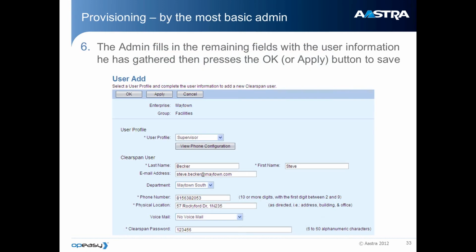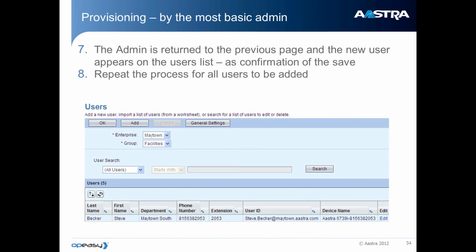In step 6, the admin fills in the remaining fields with the user information they have gathered and then will press or select the OK or Apply button to save the data records. Step 7, the admin then will be returned to the previous page and the new user appears in a list of available users as a confirmation of the save. This would complete the process for adding a new user. In order to create additional users, the admin would simply repeat this process for each additional user.